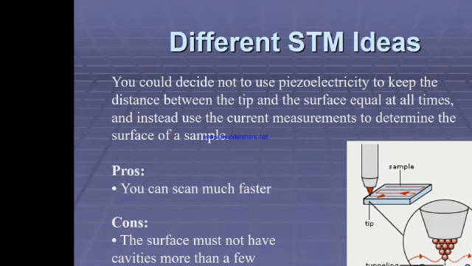The con is that the surface must not have huge cavities, because the tunneling needle has to go in and out, which takes a lot of time, and the tunneling effect won't be so prominent if the depth is greater.